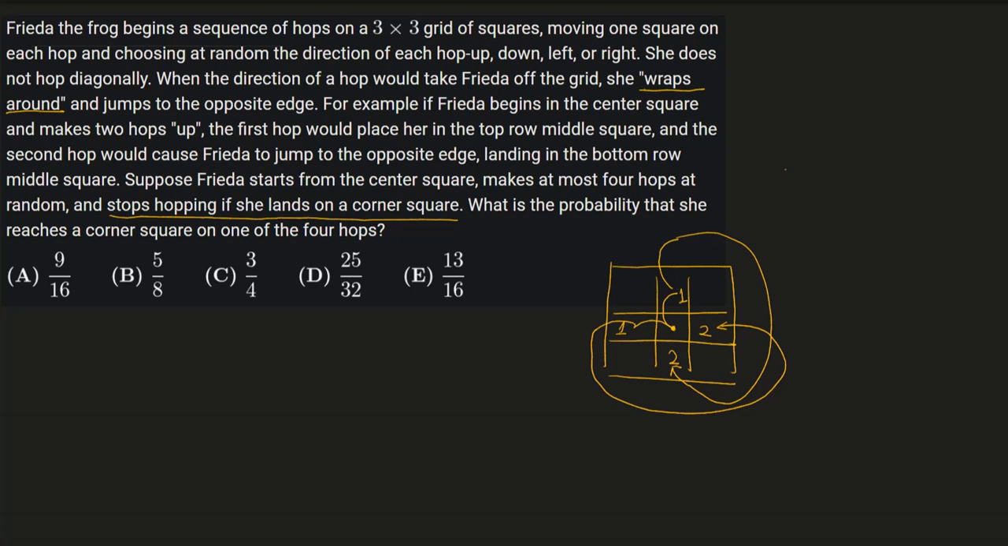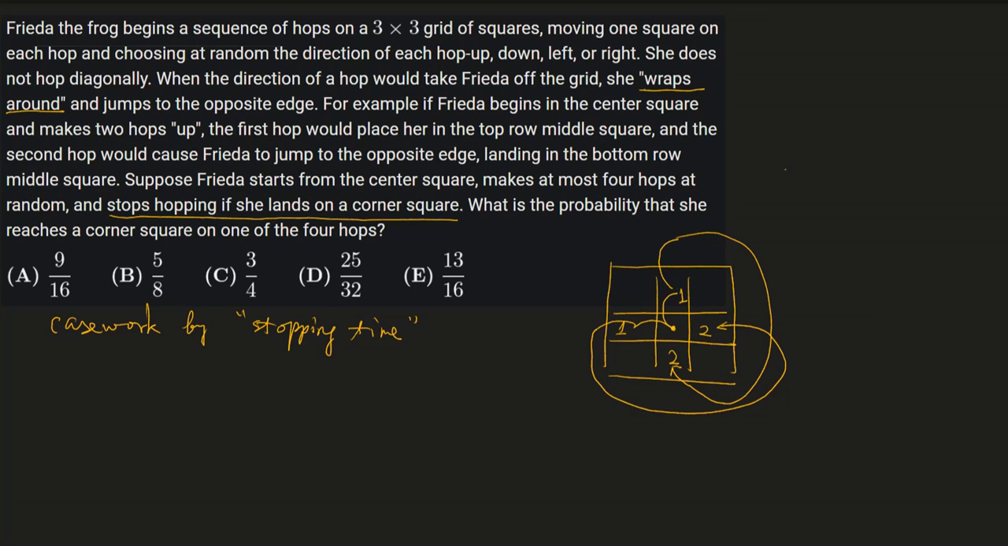She doesn't really stop there. She'll continue hop randomly. But what matters is what is the first time she reached a corner square. Therefore, let's do the casework by stopping time. So this is so-called stopping time. It's not the actual stopping time. It is just the first time that she reaches a corner square.